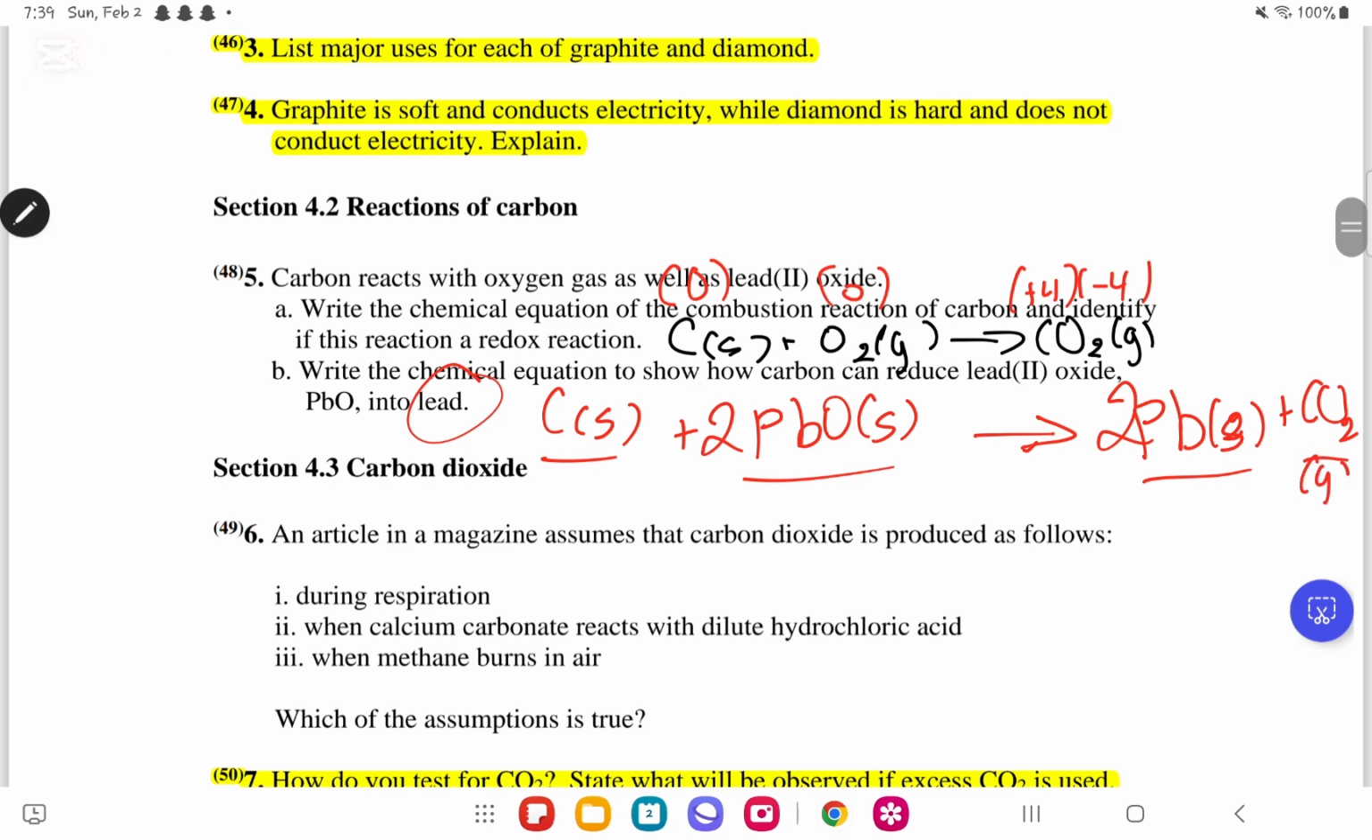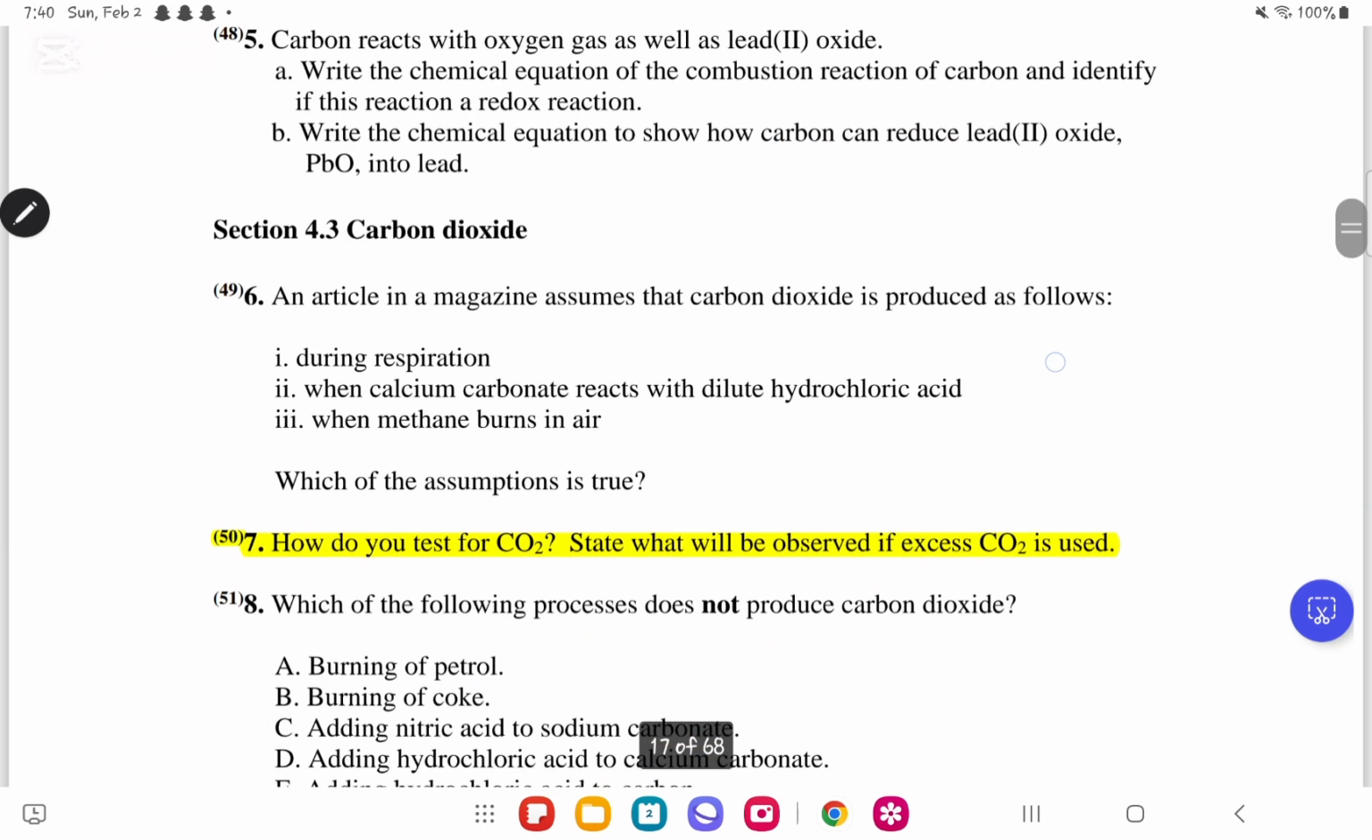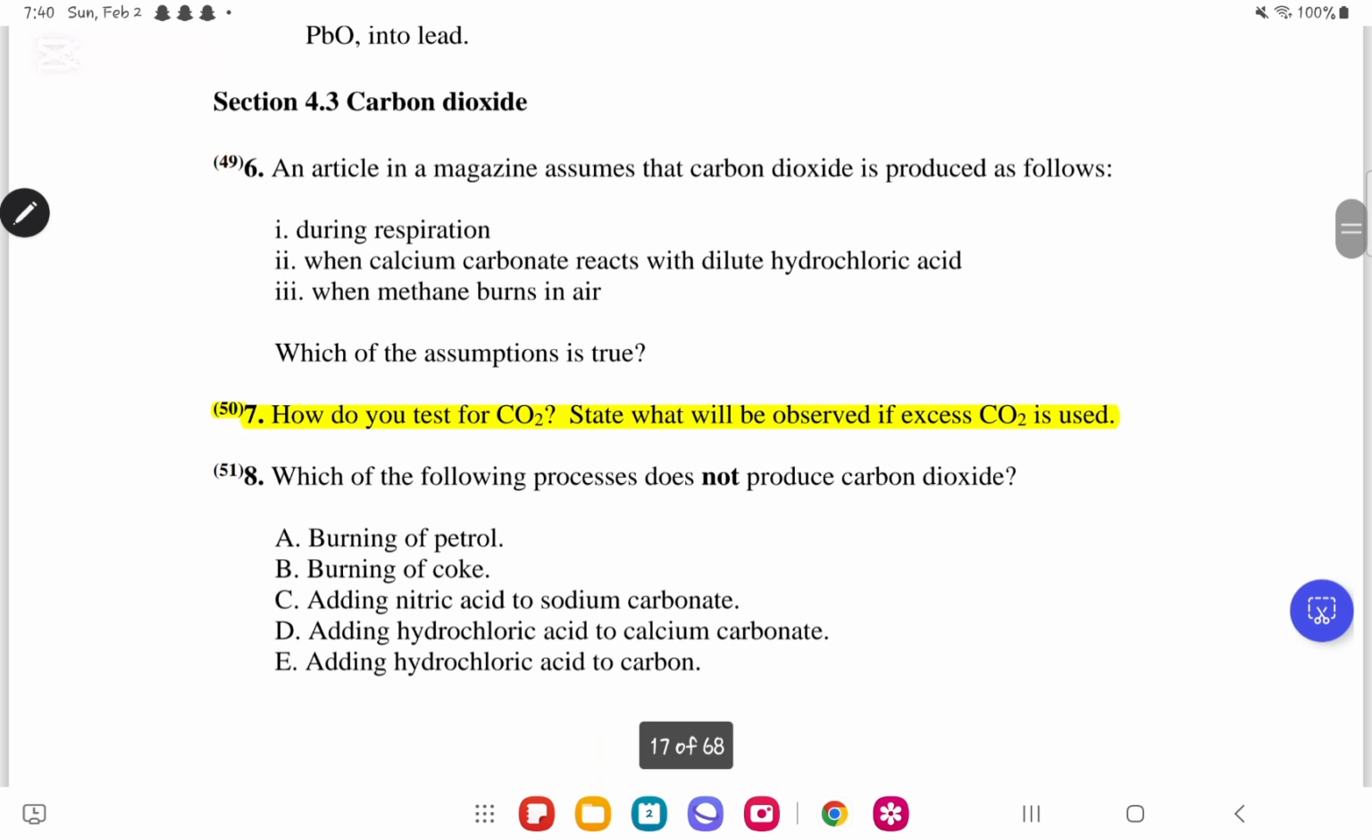gas. Okay? Moving on to question number 6 about carbon dioxide. They said an article in a magazine assumes that carbon dioxide is produced as follows, which is true. We know it's produced during respiration.